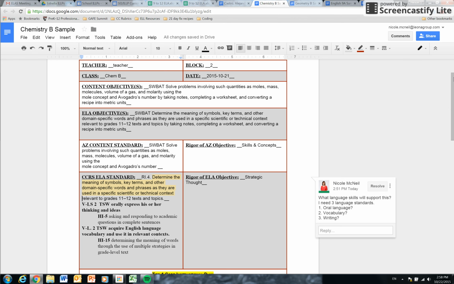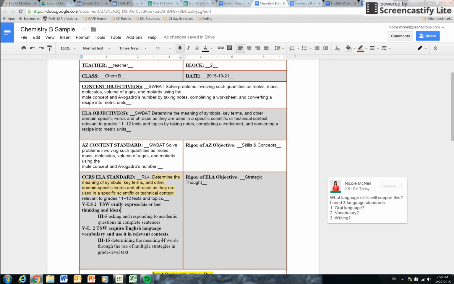So the teacher would want to look at oral language, vocabulary, and writing. So when I look at this teacher's standards, I'm going to the ELA standard, and I ask myself, what language skills would support this? I need 3 language standards, one for oral language, one for vocabulary, one for writing. So when I read the standard, it looked like it was about vocabulary. So I went to my ILLP and I found an oral language standard for listening and speaking, and I want the students to practice asking and responding to academic questions in complete sentences.